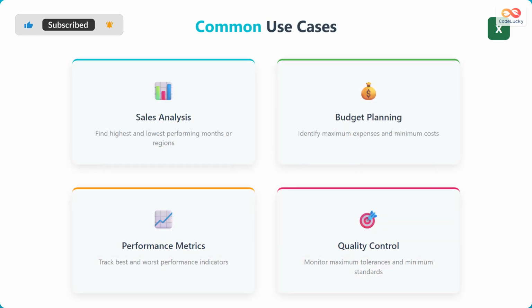The max and min functions have many practical applications. In sales analysis, you can use them to find the highest and lowest performing months or regions. For budget planning, you can identify the maximum expenses and minimum costs. In performance metrics, you can track the best and worst performing indicators. And in quality control, you can monitor maximum tolerances and minimum standards.